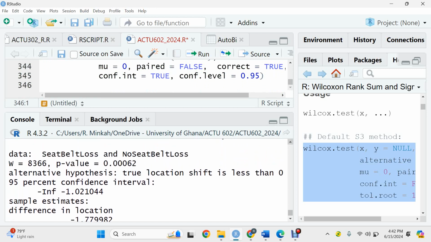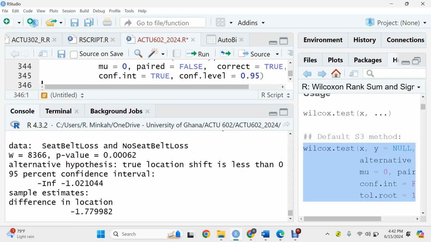Okay, let me just interpret the results and then I can leave you. Okay, so the data we used was what? Seat belt and what? No seat belt. Okay, our W, which is the workhorse test statistics, is 8,000 so and so. P value is 0.0062. Okay, then we got the confidence interval, that is negative infinity to this.